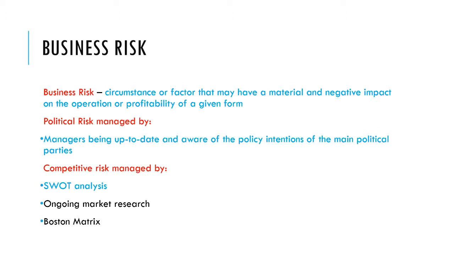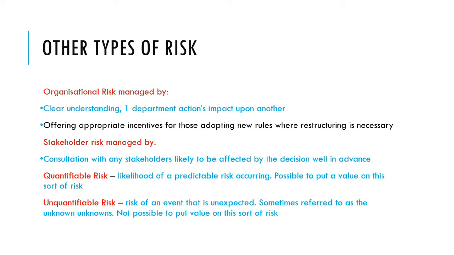Competitive risk will be managed by carrying out SWOT analysis, by continuing doing market research and carrying out your Boston matrices, etc. The other types of risk are organizational risk, which you can manage by having a clear understanding of how one department's actions will impact upon another department. You can also offer appropriate incentives for those who are adopting new rules where restructuring in the firm is necessary. Stakeholder risk you can manage by consulting with the stakeholders that are likely to be affected by the decision well in advance before actually carrying the decision out.